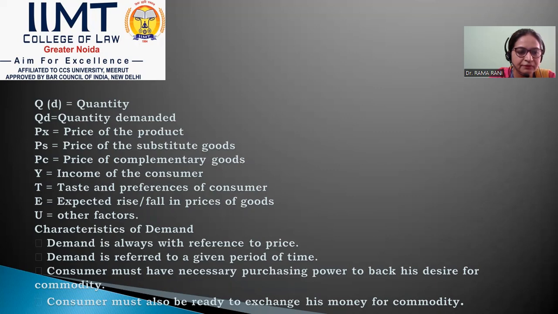The demand also depends on the income of the consumer. Taste and preferences of the consumer also affect the demand. And then the expected rise or fall in the price of the goods. If the price of a particular commodity is expected to fall, then the demand for that commodity rises. And U is equal to the other factors.